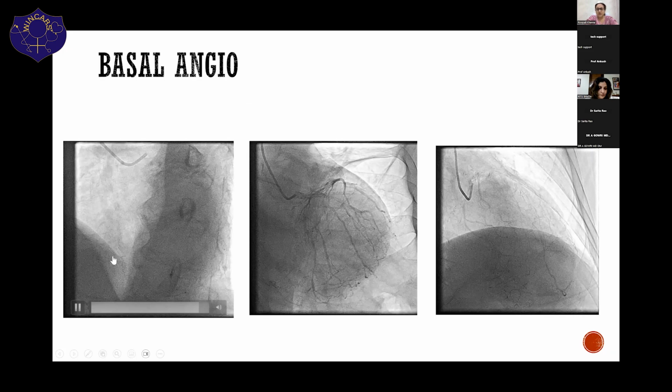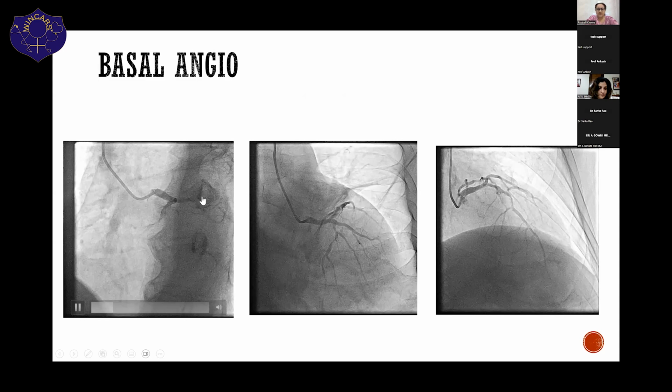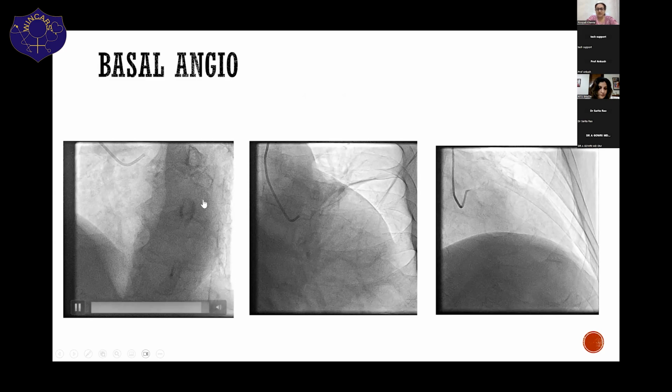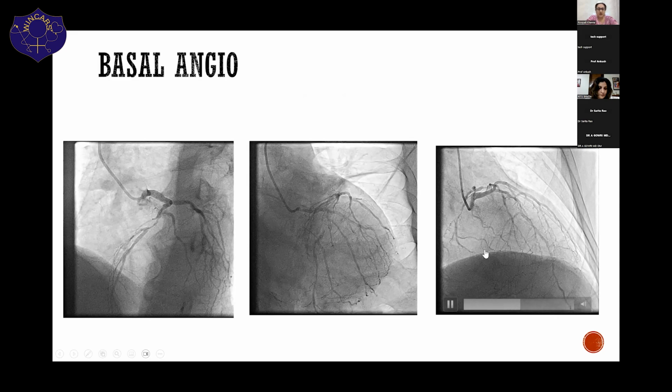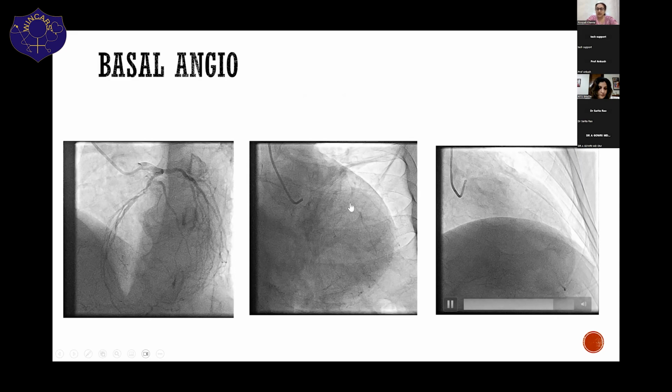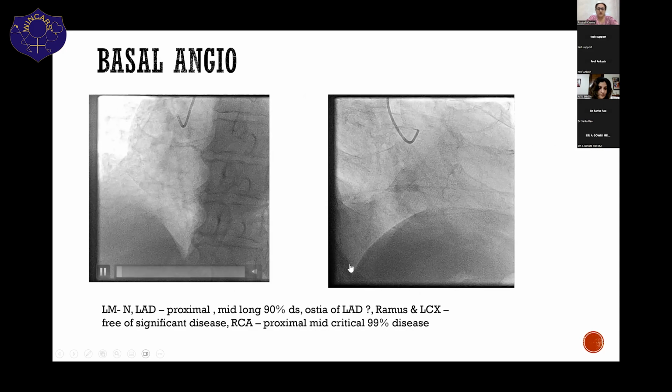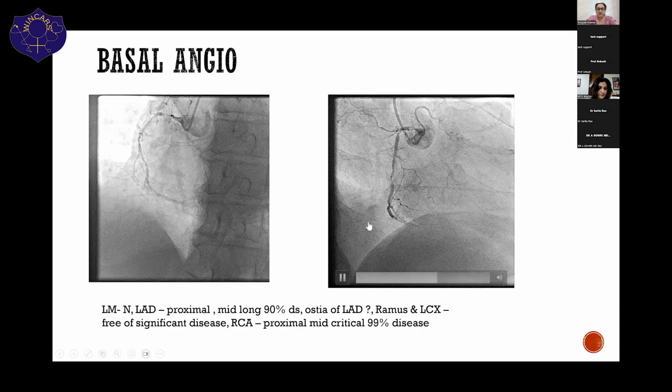If we can clearly see, this patient had a normal left main, the LAD ostia was having some doubt, was a diseased, followed by a mid-severe disease in the LAD. And if his RCA was seen, the RCA also had a diffuse disease starting from the ostial part of the RCA leading up to the mid-RCA.